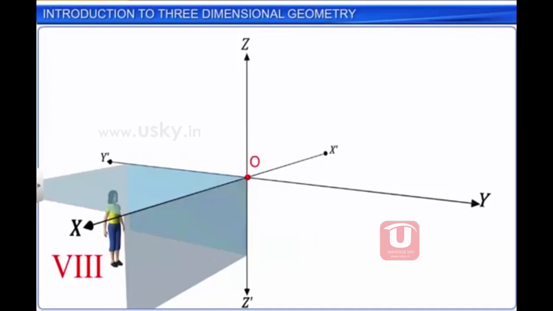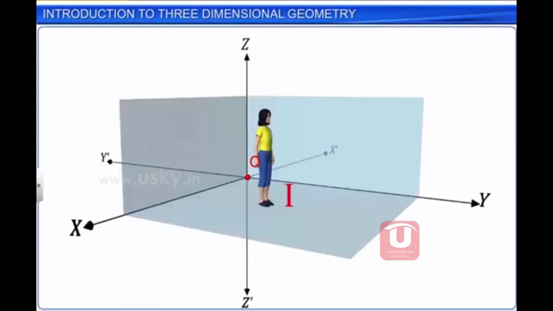Here, XOYZ is an octant. This octant is enclosed by the XYZ axis. Similarly, the other octants are named according to the axes that enclose them.